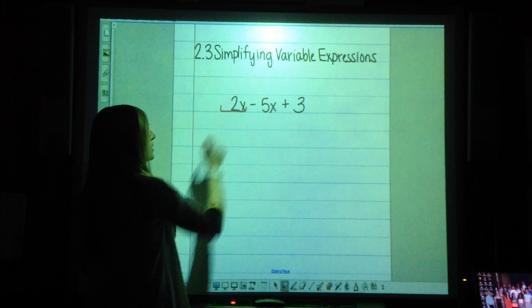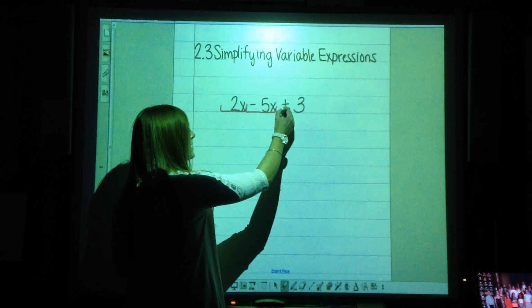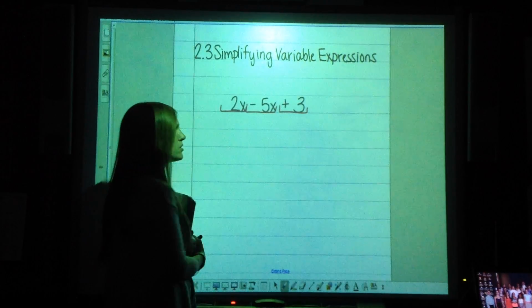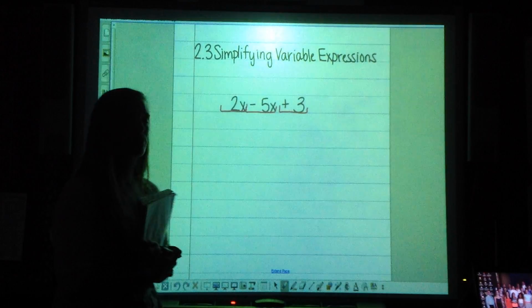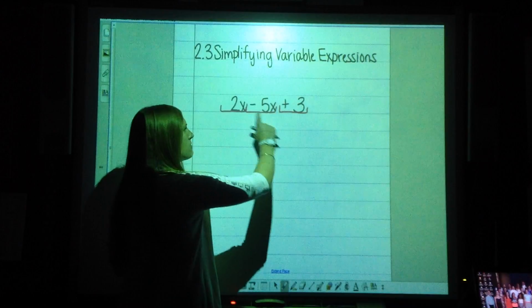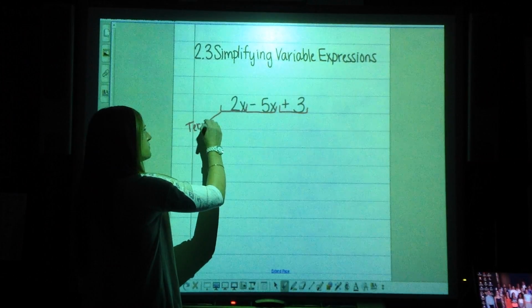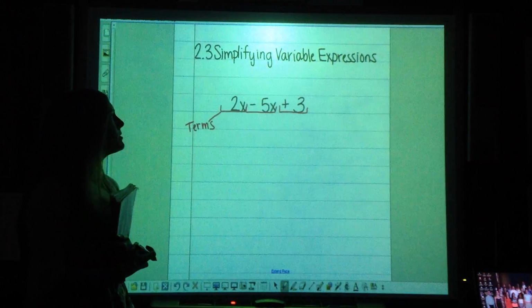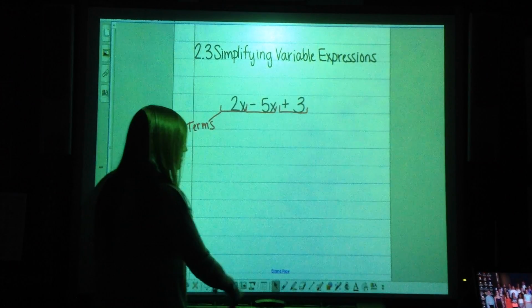The first term is a positive 2x, the second term is a negative 5x, and the third term is a positive 3. When you identify your terms, you always take the sign out in front. So here, this is a positive 2x, this is a negative 5x, and this is a positive 3. The numbers in front of the variables are called coefficients.